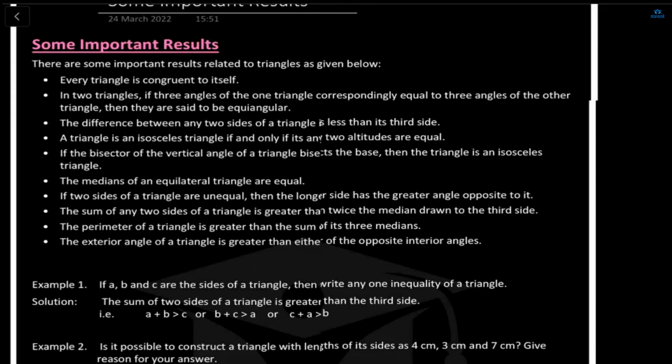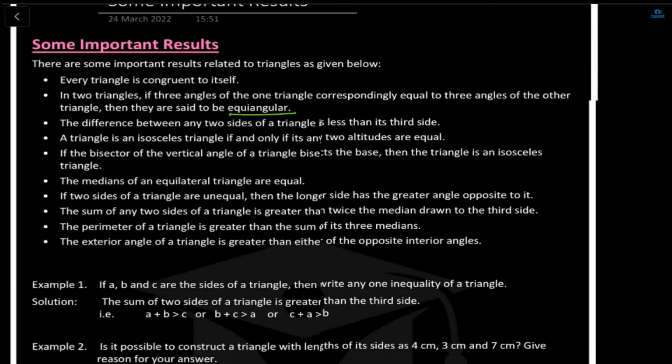Now, every triangle is congruent to itself. Obviously, every triangle will be congruent to itself, just as any given number is equal to itself. In two triangles, if all three angles of one triangle are correspondingly equal to all three angles of the other triangle, then they are said to be equiangular. Understood?